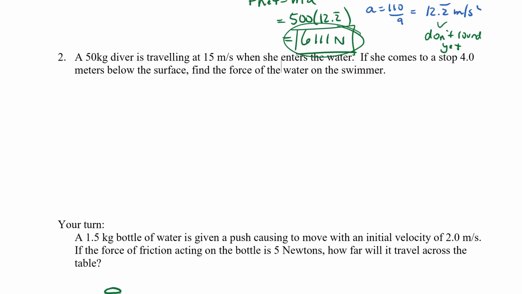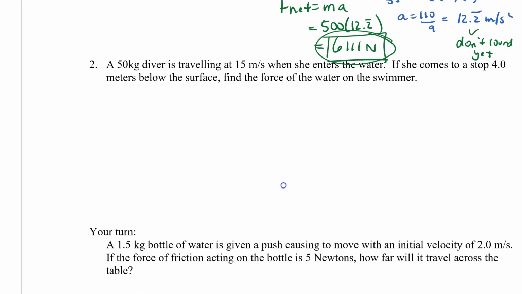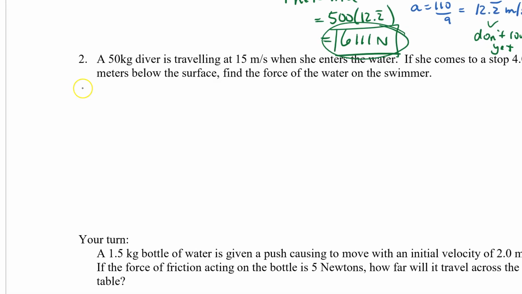A 50 kilogram diver is traveling at 15 meters per second when she enters the water. Okay, so here, let's just think about what's going on here. So here's this person. Maybe I'll do a motion map, and they're going downwards, right? So here they're going downwards, and then all of a sudden they hit the water. So let's say, there's the water. So they hit the water, and she comes to a stop in 4 meters. So I don't know exactly what my scale looks like, but clearly they slow down.